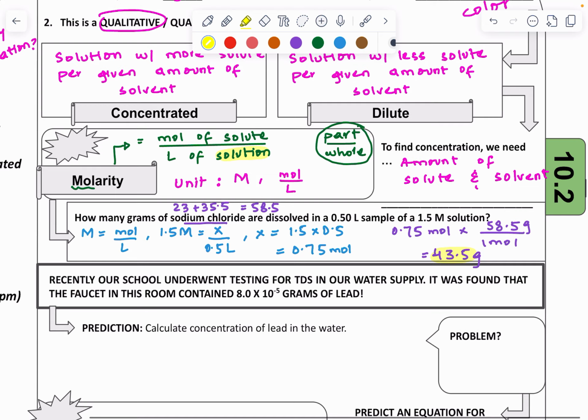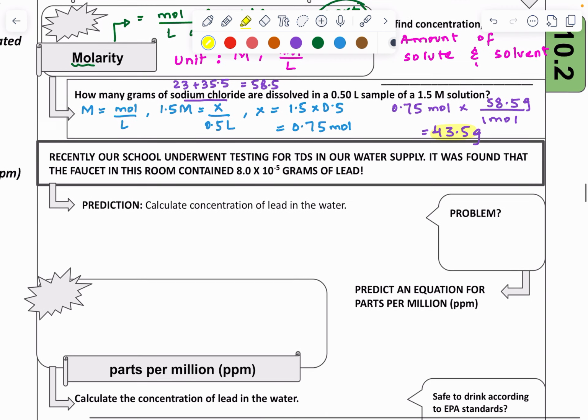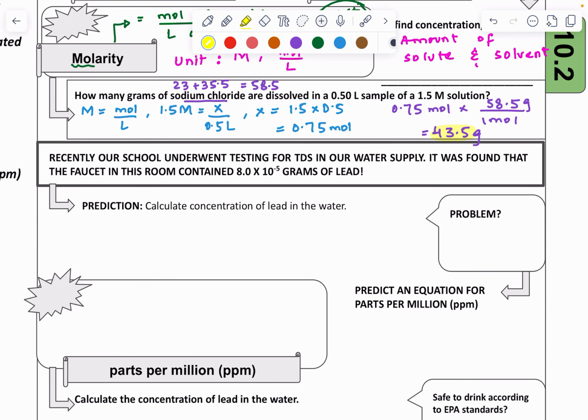So let's do that with one more problem. So let's say we tested water at our school building, and we found that our sample had 8 times 10 to the power of negative 5 grams of lead. If I tell you that the sample that we took was about 100 milliliters, let's go ahead and calculate the molarity for this.